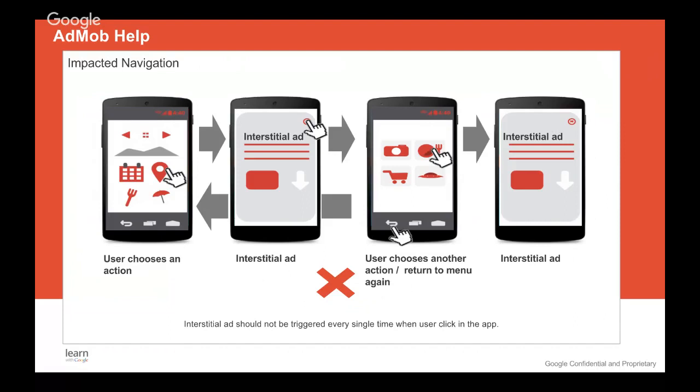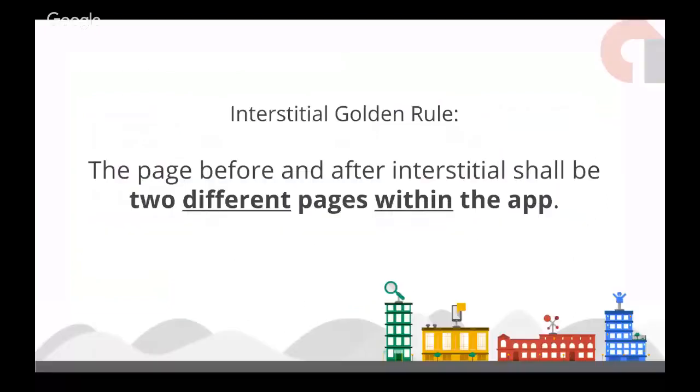If the user continuously sees interstitial ads 3 times, 4 times, they will get quite bored, and this will result in a loss of the user. So when you implement interstitial ads, apart from obeying the golden rule, also bear the user experience in mind and try not to make it too often.